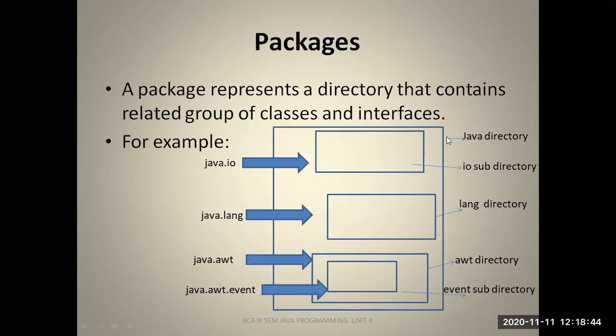From this diagram, you can understand that the big rectangle is a Java directory. java.io is a package, and java.lang, java.awt, and java.awt.event are packages. These are all different packages as part of the Java directory. Every package has its own related classes. See, java.io contains input output related classes and interfaces which are grouped and named as java.io.